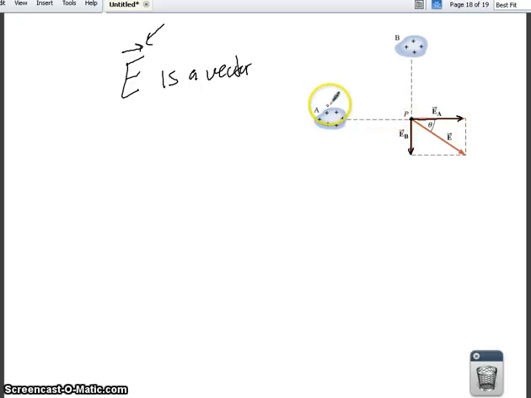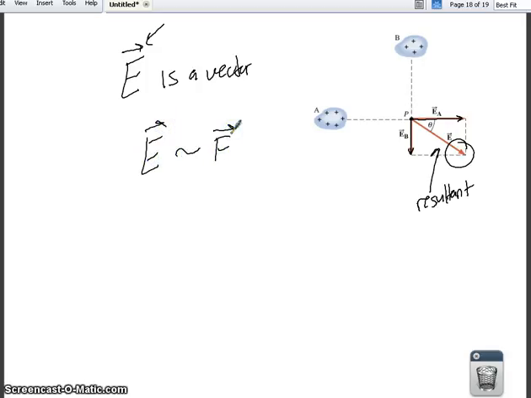From point A, there would be an electric field forcing it in this direction. From point B, it'd be in the downward direction. So the overall electric field would be the resultant of these two. So we have to do some trigonometry just like we do with forces, okay? Electric fields and forces are very similar, so we treat them kind of the same way, except one we divide by the charge and one we don't.